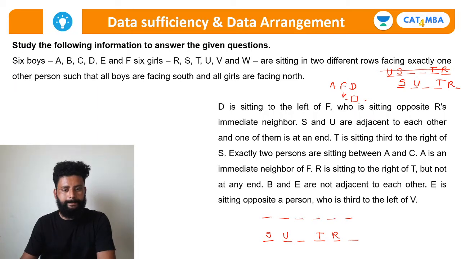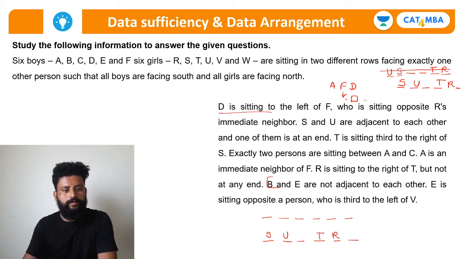A, F, D. We have two more clues with us. B and E are not adjacent to each other. E is sitting opposite to the person who is third to the left of V. Cannot use it. Okay, so let's come back to this clue.